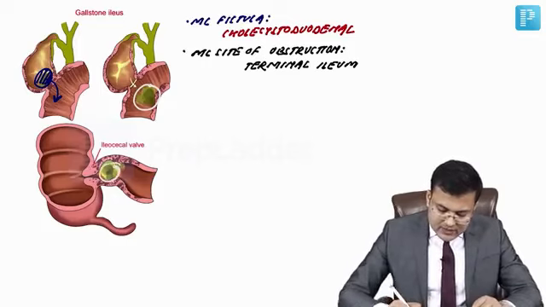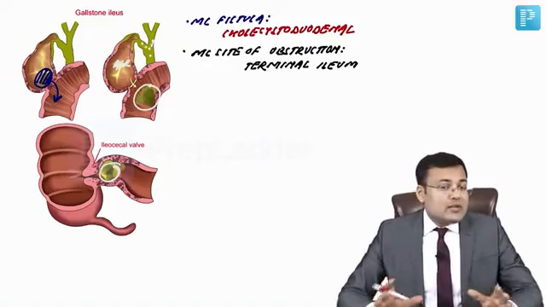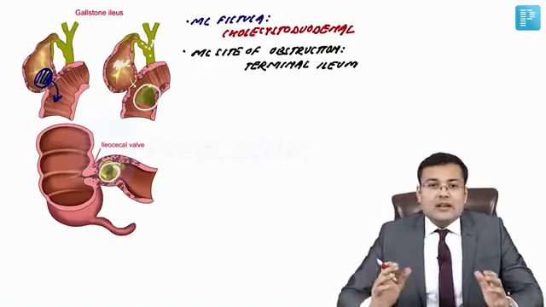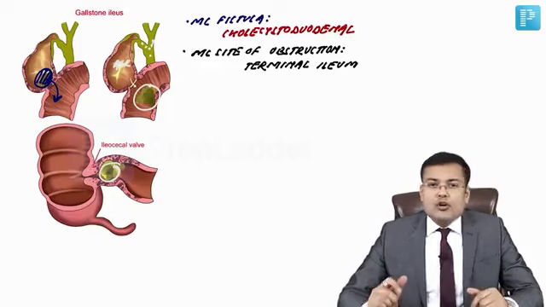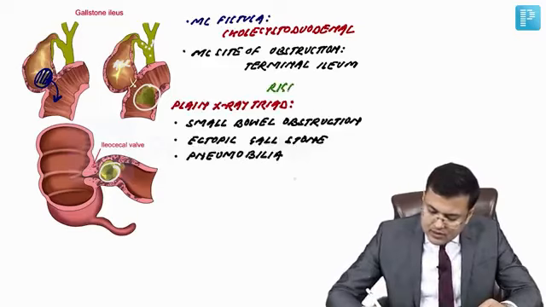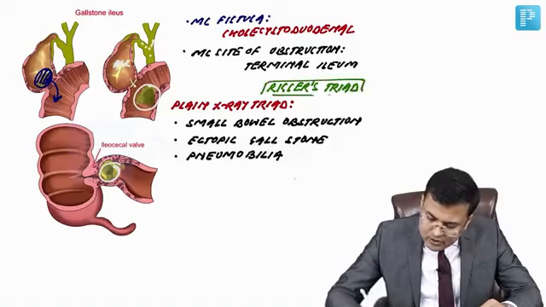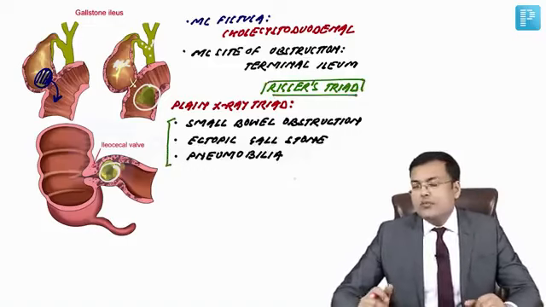And what else? By this fistula, there is presence of air in the biliary tree, that is pneumobilia. So what is the name of this triad? This is plain X-ray triad, Rigler's triad components, small bowel obstruction, ectopic gallstone and pneumobilia. So this question is asked many times, the components of Rigler's triad. It is seen in gallstone ileus. There is small bowel obstruction, ectopic gallstone, pneumobilia.